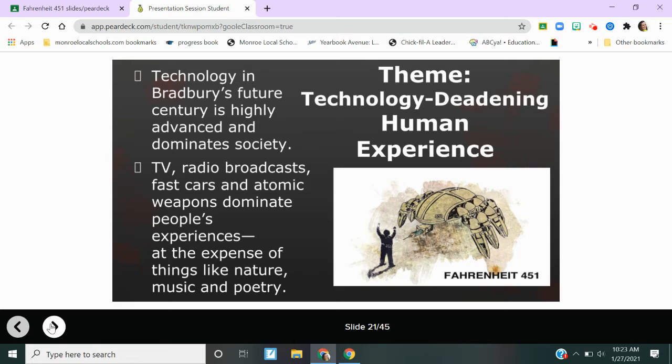Okay, so we talked about this yesterday, that deadening of the human experience. The more reliant we become on technology, the less human we become. We don't know how to do things for ourselves. We don't really have to think because we can just look things up, all of that kind of stuff. We don't have to socialize in person because we can text. So we lose that human experience. And then this goes on to say, in the book, for fun, kids go and race their cars and people just die all the time.